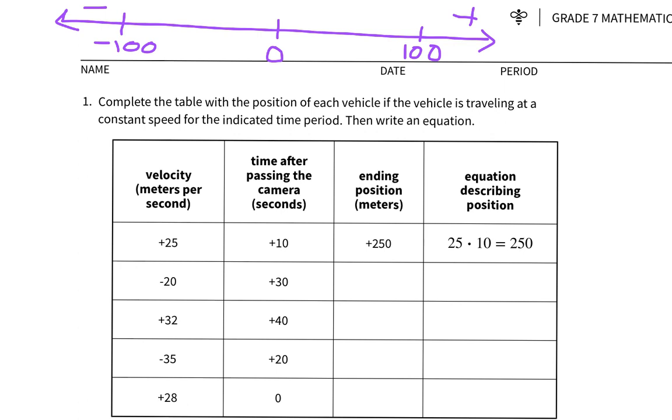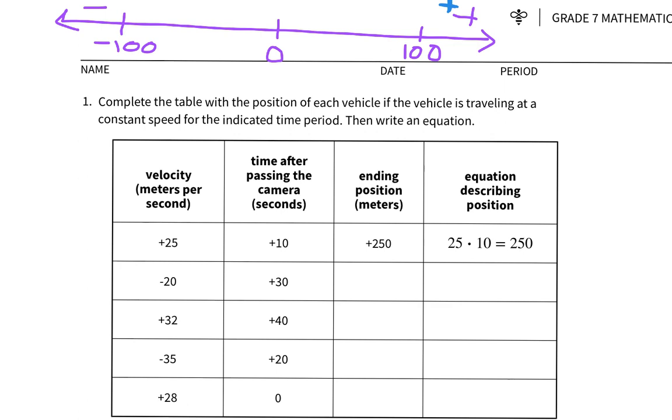Vehicles that are traveling towards the east have a positive velocity, and vehicles that are traveling towards the west have a negative velocity. So velocity is like speed, but with a direction attached to it as well. So a positive velocity means it's going to the right. A negative velocity means it's going to the left. I shouldn't say right and left, I should say east and west.